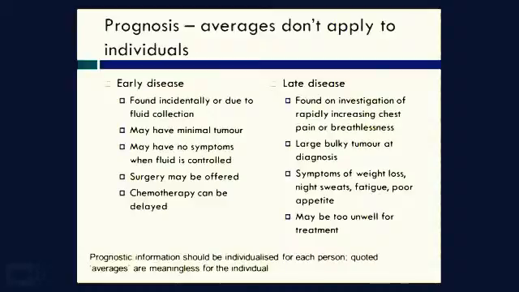And then at the other opposite extreme, we've got somebody who presents with very late disease, with a lot of pain, rapidly increasing breathlessness, a bulky tumour, and all of those symptoms of weight loss, night sweats, fatigue and poor appetite. People who may be too unwell or have too many additional medical problems for treatment. So I would urge anyone whose doctor has taken a textbook prognosis and given a certain number of months, for example, to ask somebody who really knows about and treats mesothelioma to move towards a more individualised prognosis of what may actually be appropriate for you as an individual.